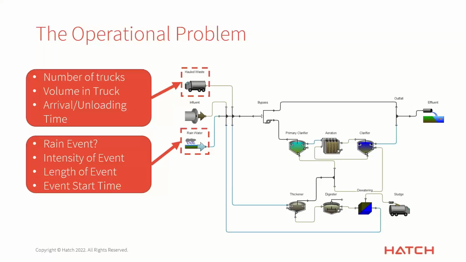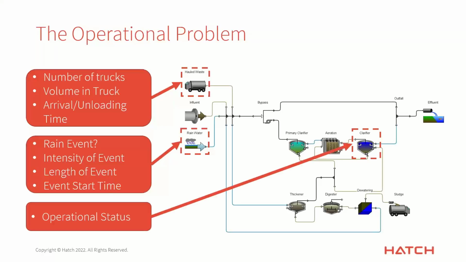Then around your rainwater object, you have the uncertainty around, is it actually going to rain on a given day? What is the intensity of that event going to be if it occurs? How long will it last? And at what point throughout your day will that event actually occur? Then finally, from a more operational standpoint, you have the operational status of equipment in your facility, where when you're doing the more steady state analysis, usually you're assuming that everything is operating as expected. But something like your clarifier, if you have 4 clarifiers, one of them may not be operating in a given simulation, and that's something that you can also simulate in a Monte Carlo as uncertainty.